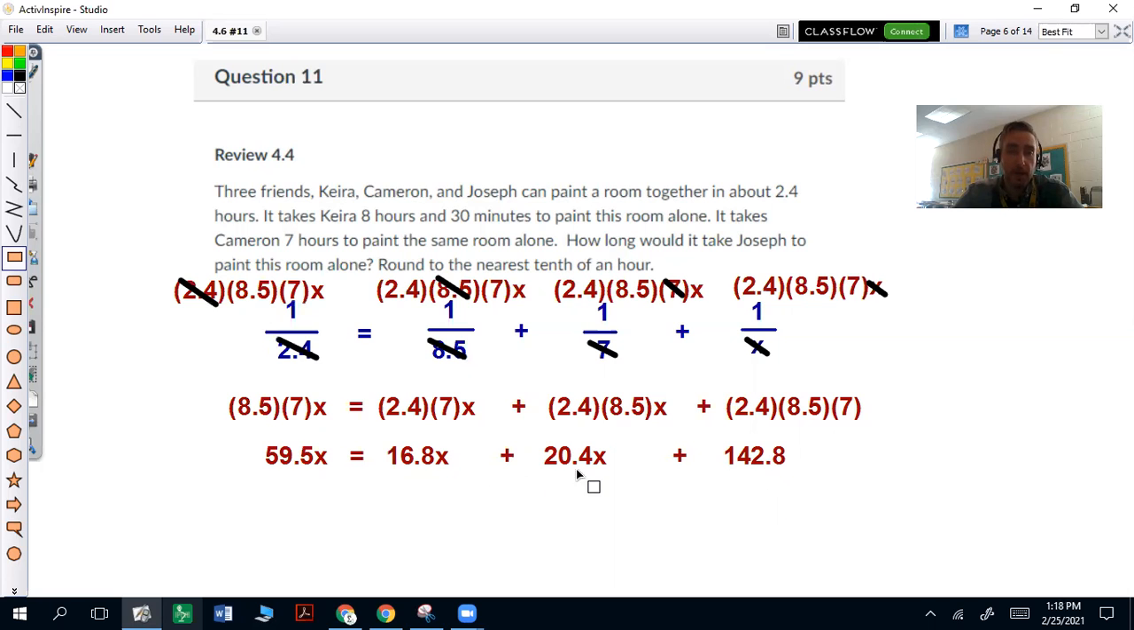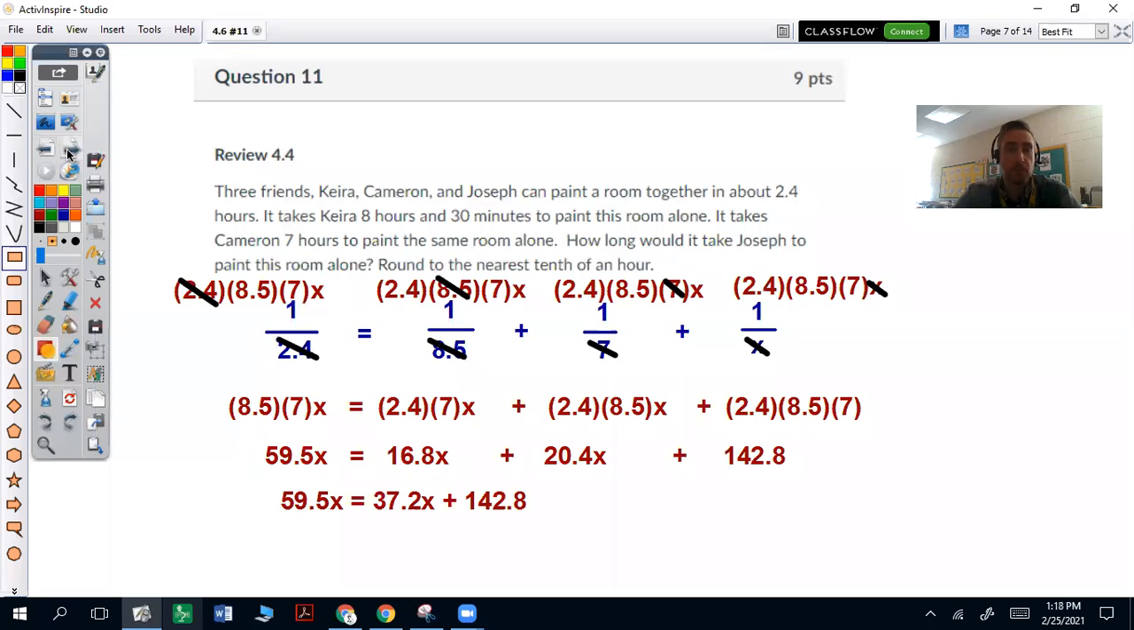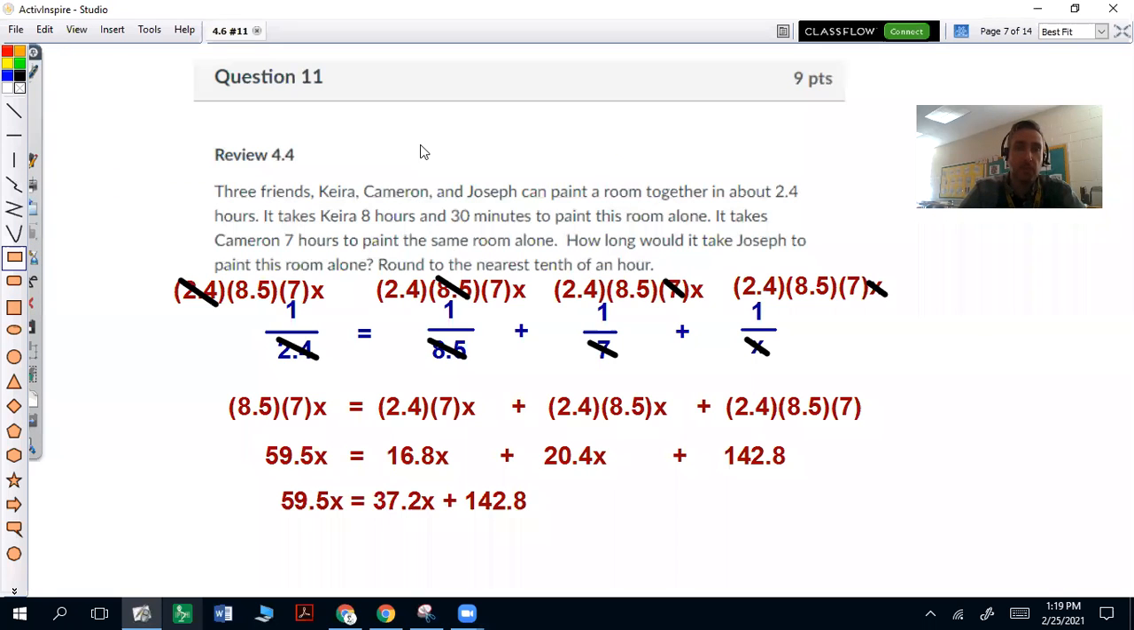Then we're going to combine our x's over here. So these combine to 37.2. So add these together. 37.2 is what they're like terms. And now you have a familiar looking equation where you're going to subtract the x's from both sides.